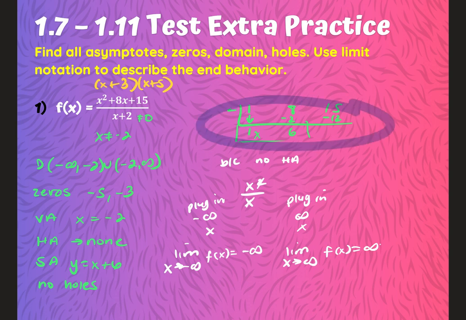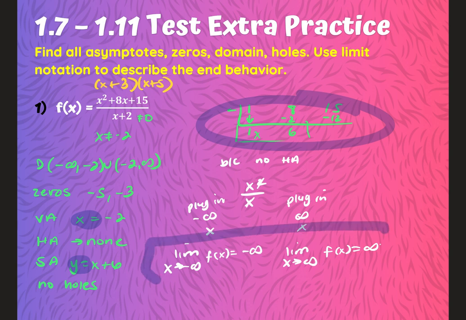Here, I used synthetic division and divided. Ignoring the remainder, you get y equals x plus 6. Make sure you get the y equals there. Make sure you get the x equals on your vertical asymptote. And again, I mentioned it before, but no holes.